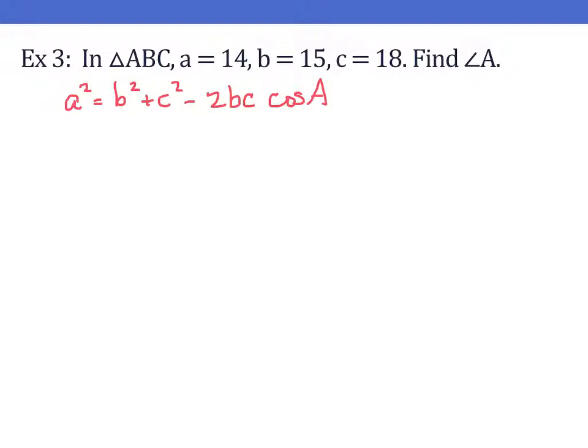All right, so let's start plugging in. So a squared is 14 squared, which is 196. And b squared is 15 squared, which is 225. And then 18 squared is 324. And 2 times 15 times 18 is 540. And then we have cosine of A, and there's nothing we can do with that yet. So you're going to add these right here.